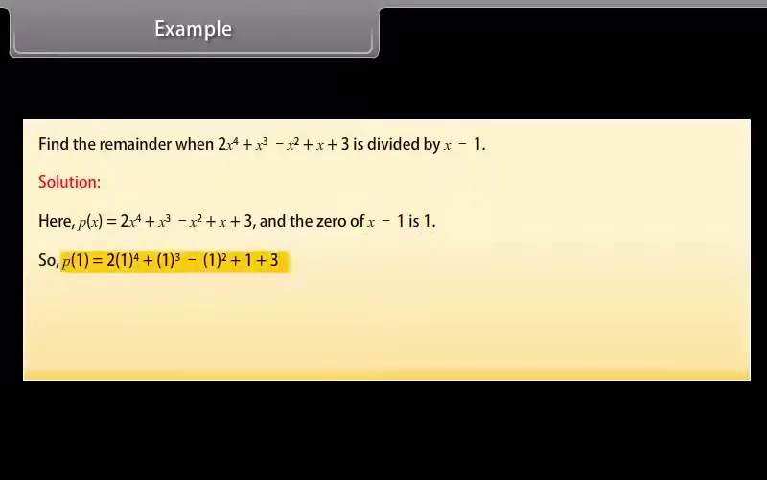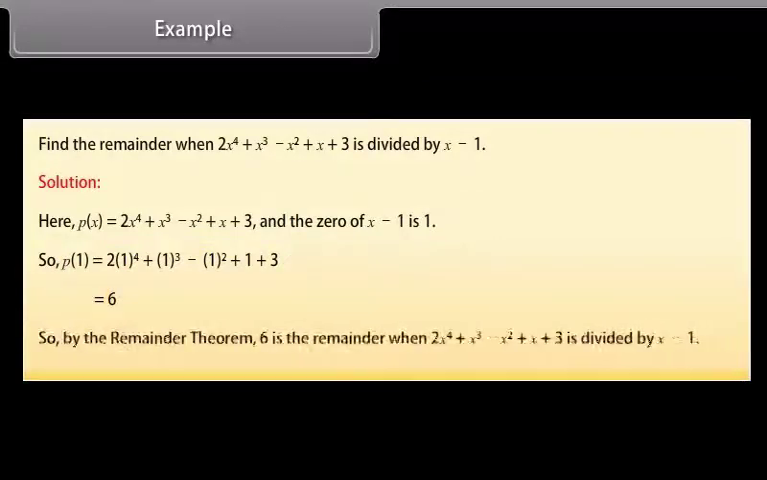So, p(1) is equal to 2 times 1 raised to the power 4 plus 1 raised to the power 3 minus 1 raised to the power 2 plus 1 plus 3, which is equal to 6. So, by the remainder theorem, 6 is the remainder when 2x raised to the power 4 plus x raised to the power 3 minus x square plus x plus 3 is divided by x minus 1.